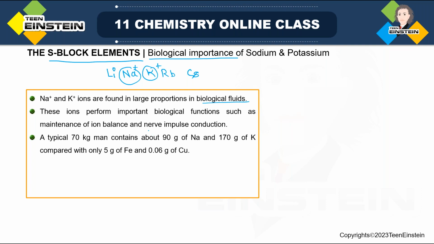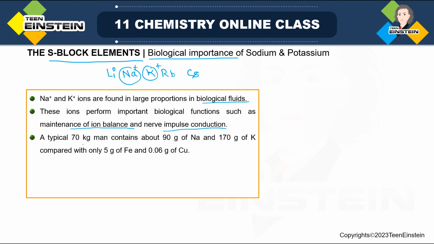Na+ individually has some specific roles. K+ has some specific roles. Sometimes there are also combined roles where both Na+ and K+ are working together. That also we will see. So these ions perform important biological functions such as maintenance of ion balance and nerve impulse conduction.